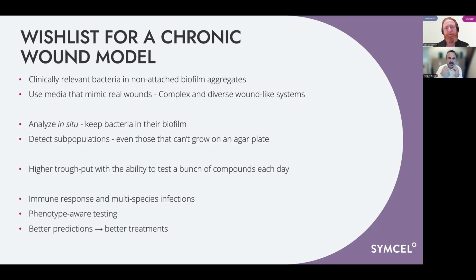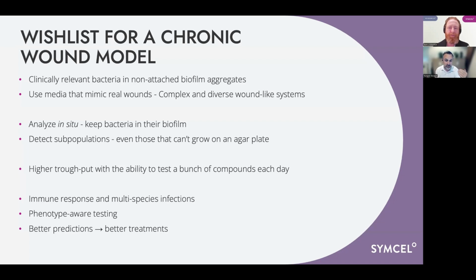If I had to make a list for a chronic wound model based on some of these ideas I tried to present, I would say I want to test something that's clinically relevant. I want to test clinically relevant strains of bacteria, in a state of non-attached biofilm aggregates. They should be floating in some kind of secondary matrix and should mimic the wound condition by being complex and diverse, with gradients running through it. We should try to add as much complexity as the real wound has.